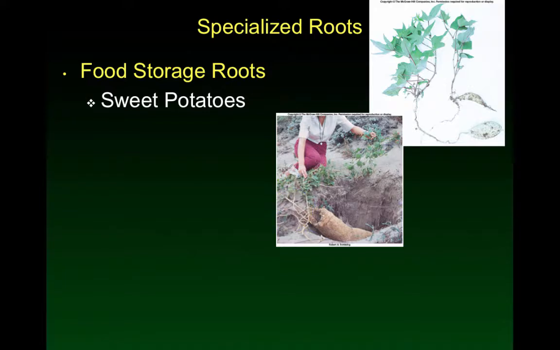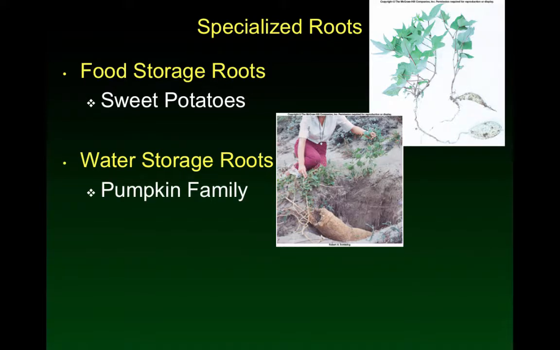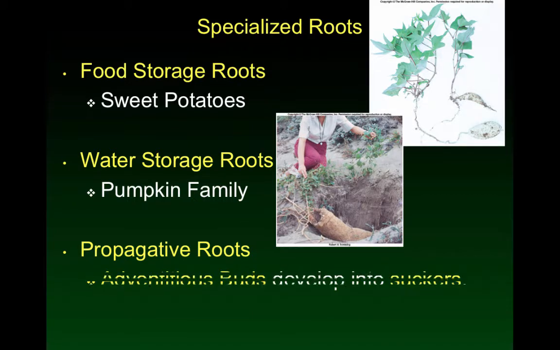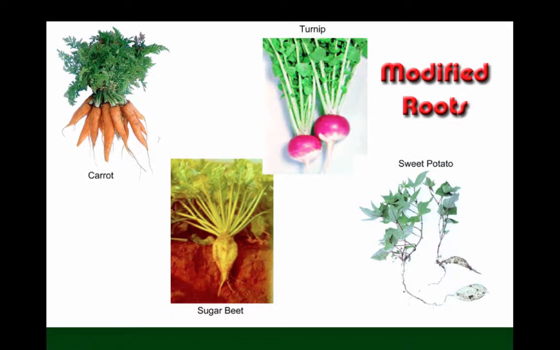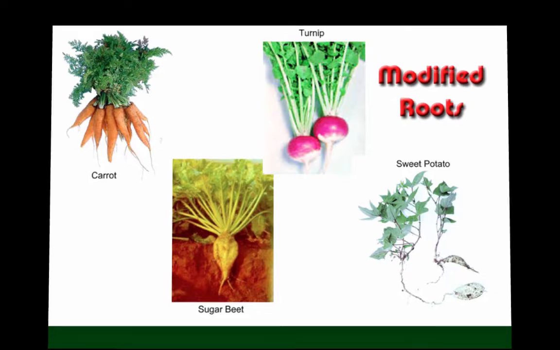All right, so food storage, sweet potatoes, water storage, a plant in the Cucurbitaceae family or the pumpkin family or melon family. And then there are propagative roots, and fruit trees are very good at that. So, for example, ulu or breadfruit, what it'll do is it'll send out root suckers, and if you cut those suckers out, you can actually propagate plants using that method, so it's quite handy. So some fruit trees do that. So lots of modified roots, so carrots, turnips, sugar beets, those are all modified roots. And they're modified to store carbohydrates into that root system.